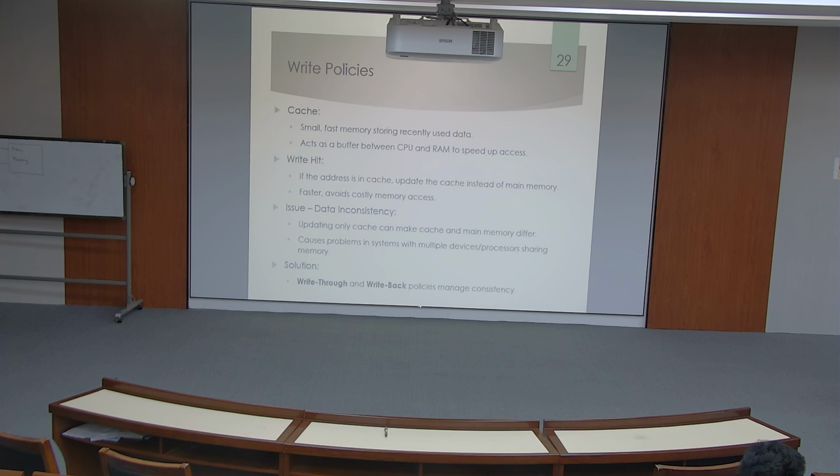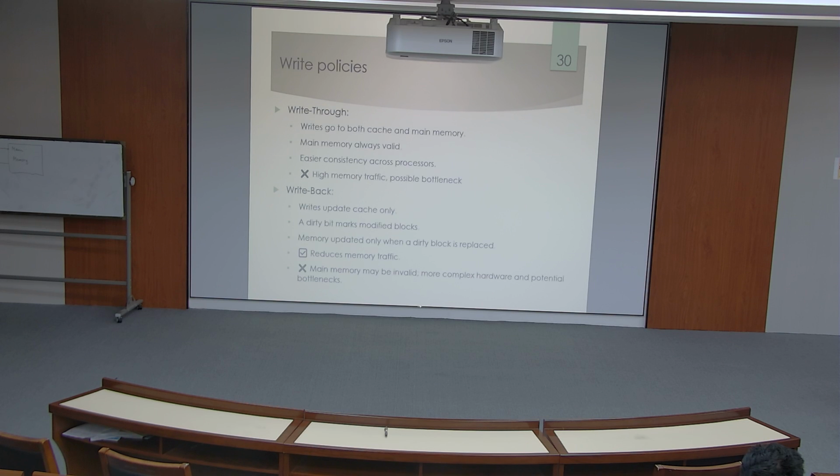Now, write hits. If the address is in the cache, this data will be returned to the central processing unit, and this is a hit. This is faster than returning the data from the main memory. So there are some issues, data inconsistency. That means if there is only an update in cache memory and the update is not made in main memory, the copy of the data in the cache memory and in the main memory are not the same. So we have these two solutions, write through and write back.